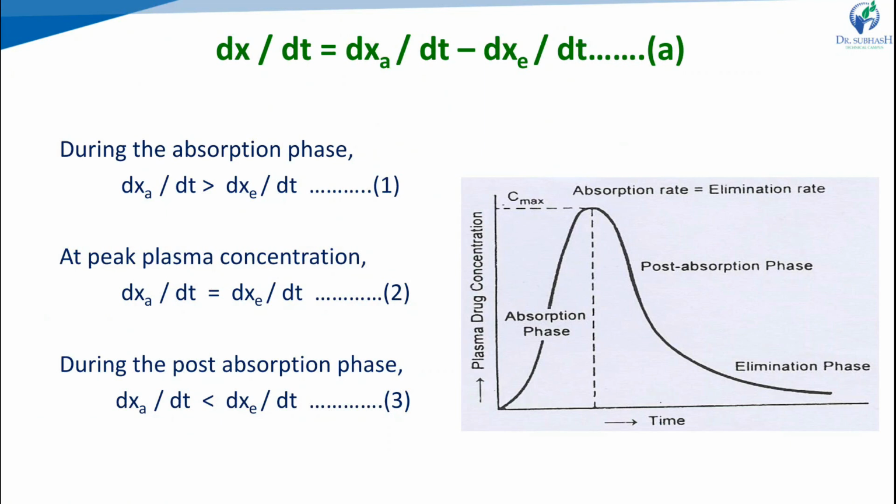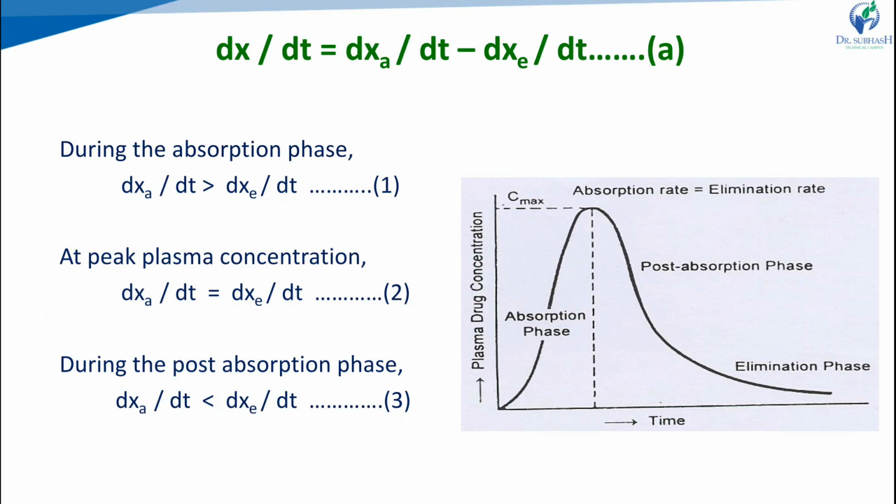In this case, three possibilities are there. In the graph of plasma concentration versus time, the initial curve represents the absorption phase, where absorption is greater than elimination. At Cmax, the maximum drug concentration, the absorption rate is equal to the elimination rate. After that come the post absorption phase, meaning distribution, and then the elimination phase, where elimination is greater than absorption. So three possibilities are there.